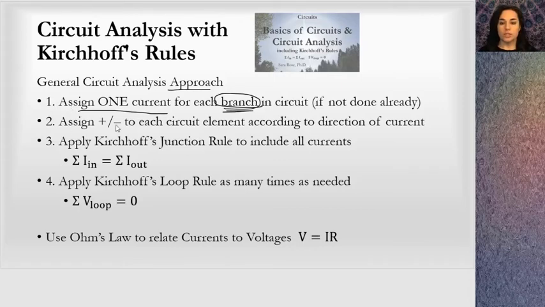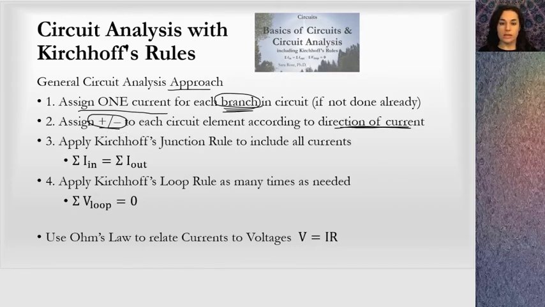Once you get the currents assigned, one for each branch, you can assign positive and negatives to each circuit element according to the direction of the current. That's why you need to assign the direction of the current. You need to do step 1 before you do step 2. That direction of the current is going to determine the direction of the positive and negative signs, right?